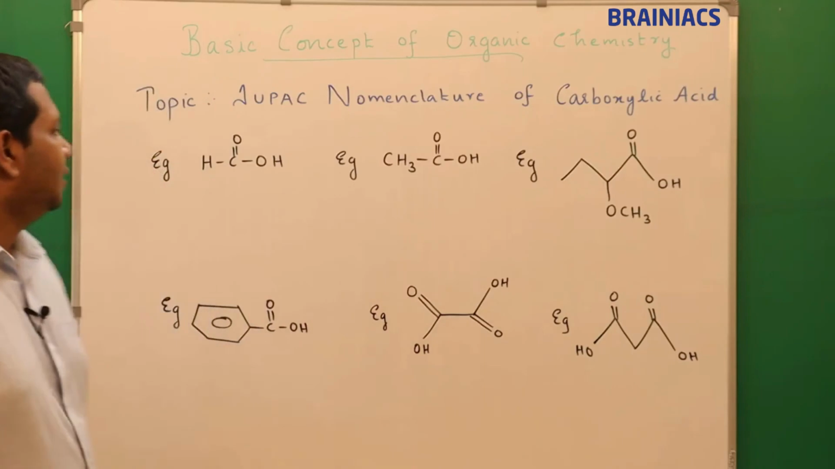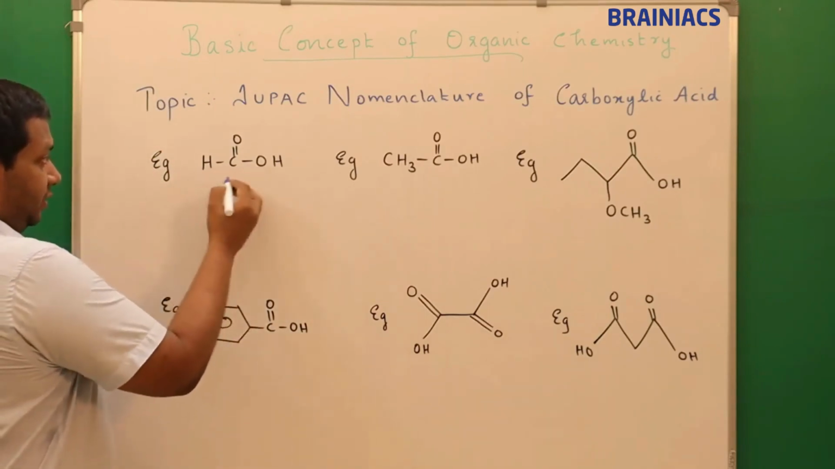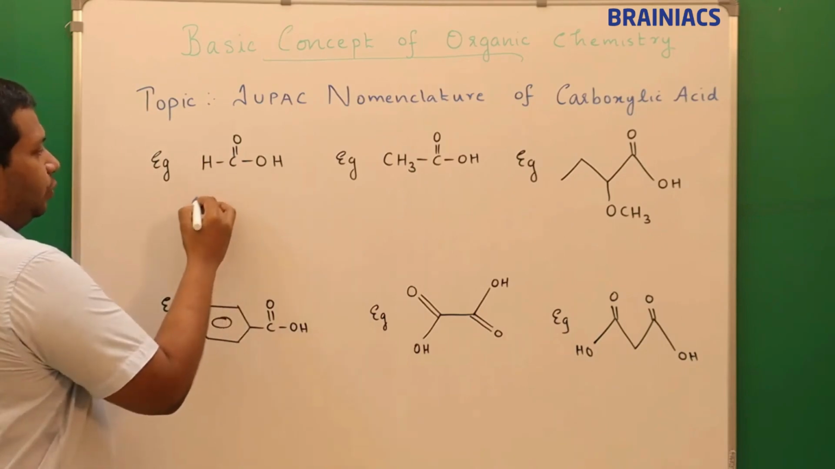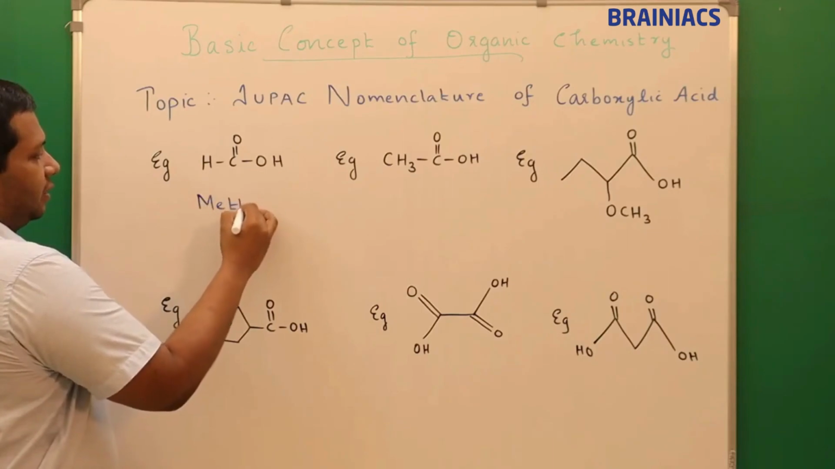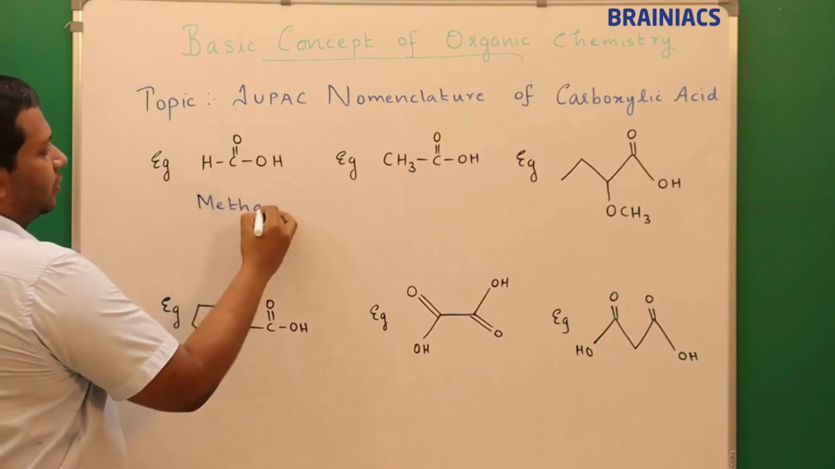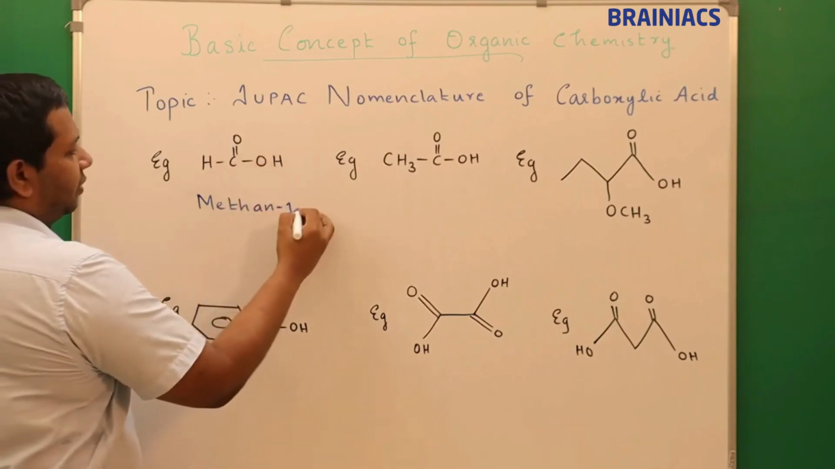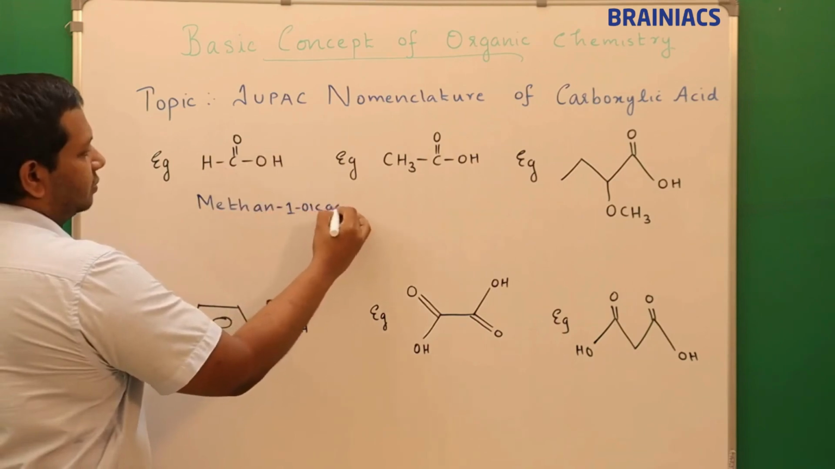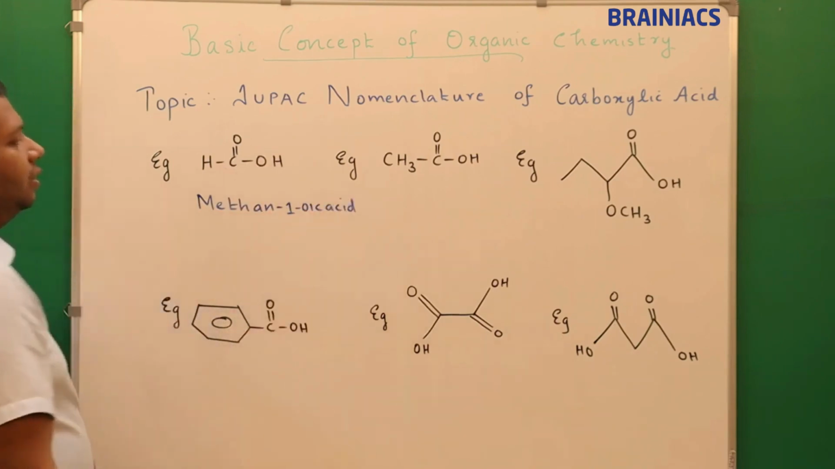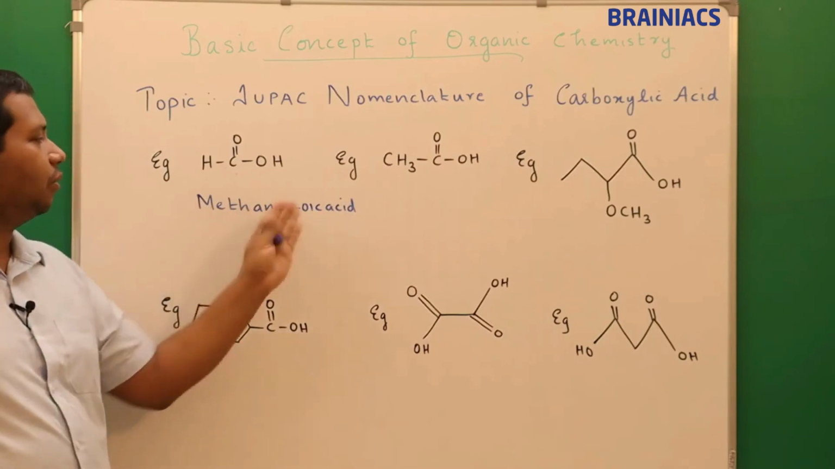Okay. So here in the first acid, you can see there is only the COOH group and one H. There is only one carbon atom, so we use the term what? Meth. Correct? All of them are connected through single bonds in the parent chain, so we use methane. Then there is only one position where the oic acid is, so methane 1 oic acid.